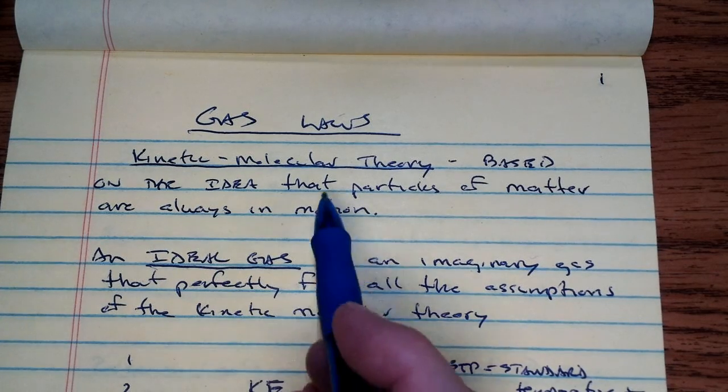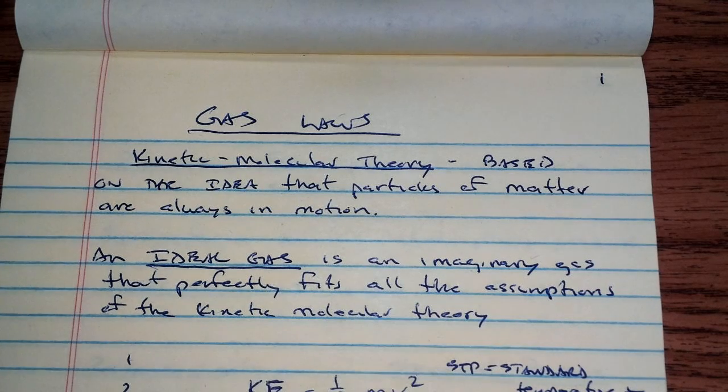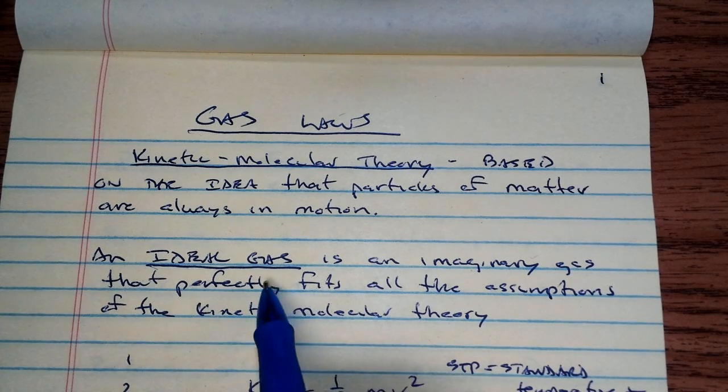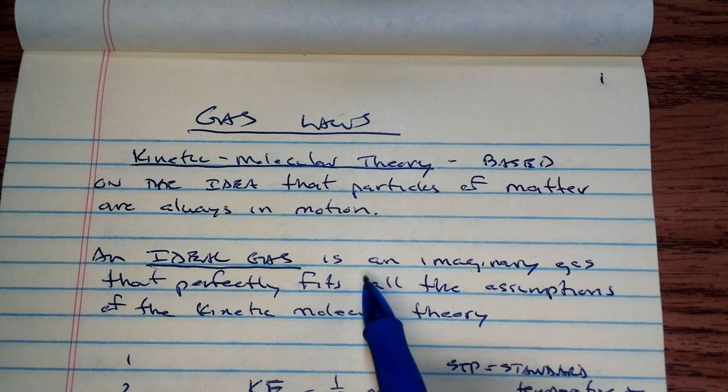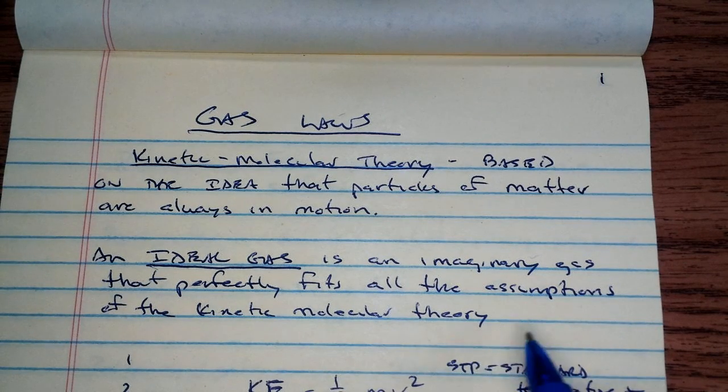Anyway, the kinetic molecular theory is based on the idea that particles of matter are always in motion. Gas particles are always in motion, of course. An ideal gas, as our book says, is an imaginary gas that perfectly fits all the assumptions of the kinetic molecular theory.